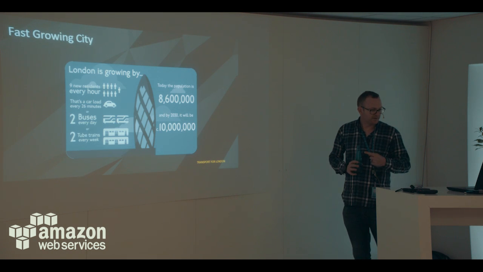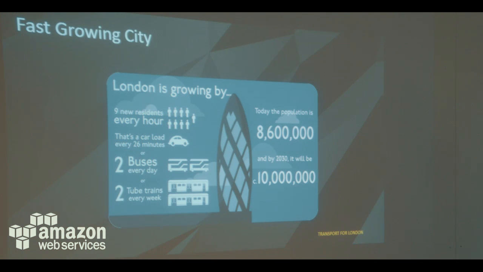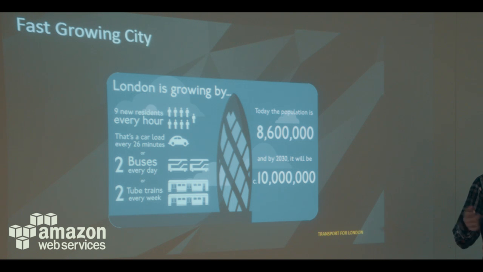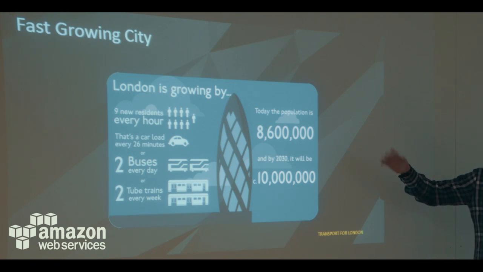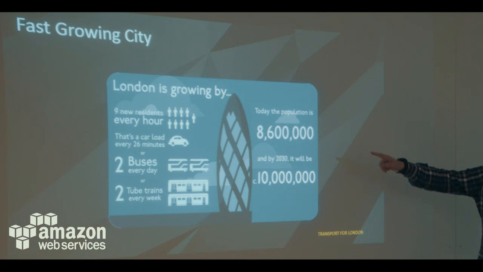So I live in this city. I live in London, when I'm not flying around. London is a hugely fast-growing city. There are actually 9 new residents every hour. And I'm not sure what the ratio is between immigration and birth, but both of those are good things. I'm an immigrant, so I think that's a great thing. So it's a fast-growing city. There's a lot of people turning up.